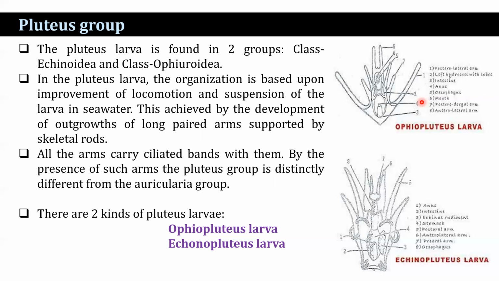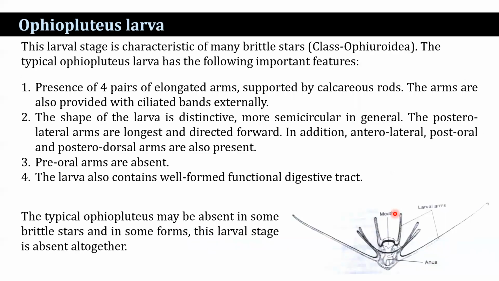By the presence of such arms, the Pluteus group is distinctly different from the Auricularia group. There are two kinds of Pluteus larvae, specific for two groups, which have resulted from adaptive convergence. The first one is Ophiopluteus. This larval stage is characteristic of many brittle stars, that is, class Ophiuroidea.